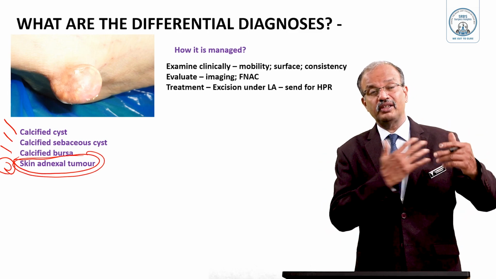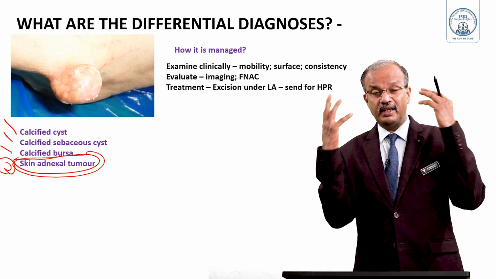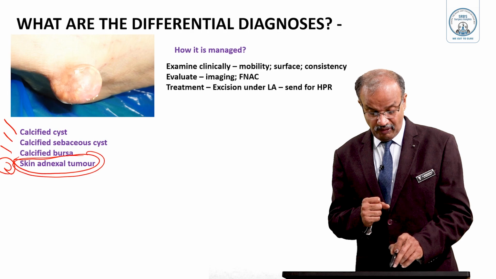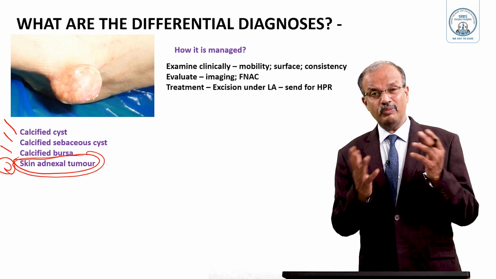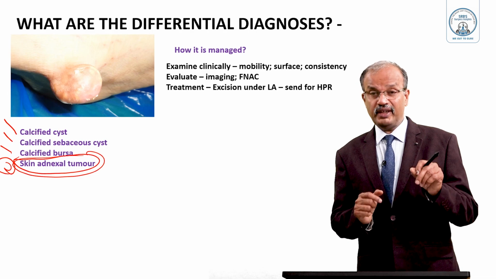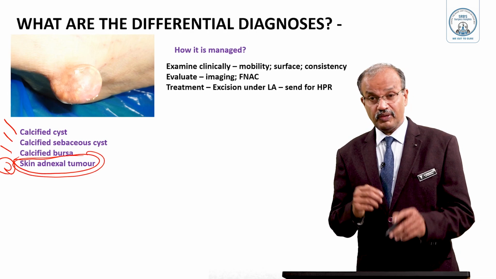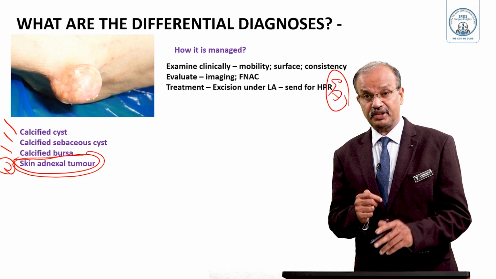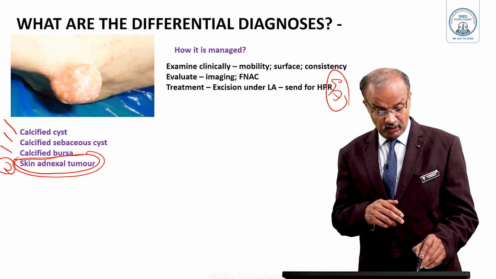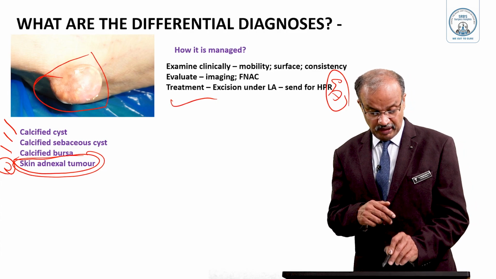Suppose it is malignancy: axillary lymph node if it is in the elbow region, groin lymph node in the lower limb, and neck lymph nodes in the head and neck. Evaluate with imaging, maybe ultrasound, X-ray, or MRI may be better. FNAC should be done. For treatment, excision under local anesthesia, or if you suspect malignancy, then do it under GA. If you find it difficult to do a reconstruction or suture it, you can put an elliptical incision, remove it, and send for histopathology.